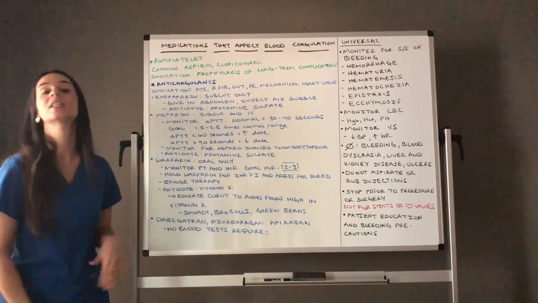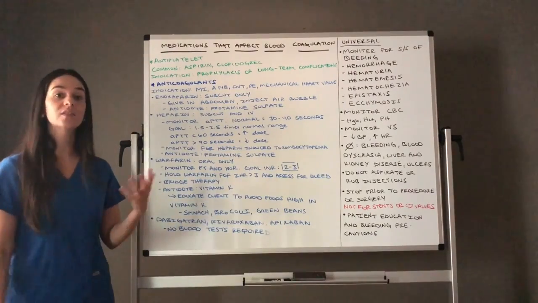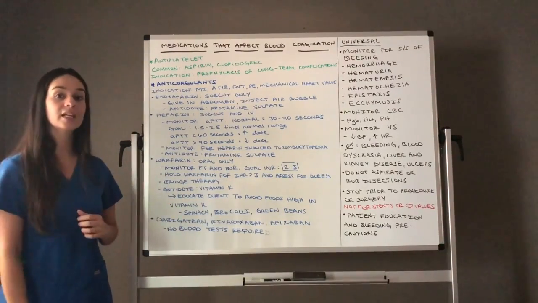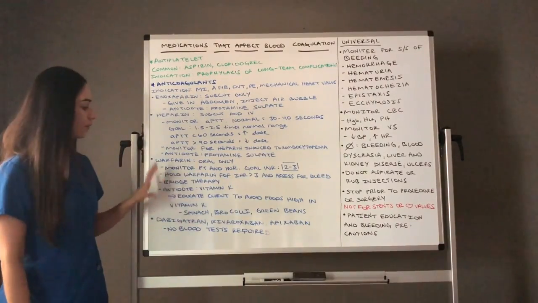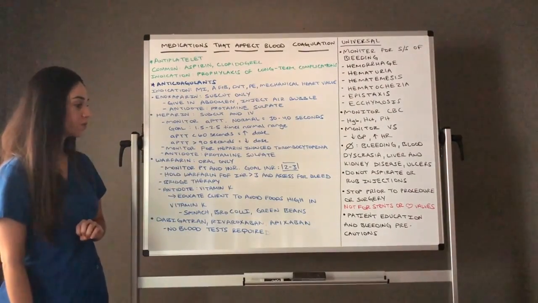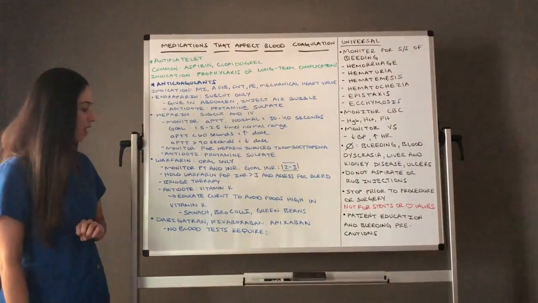So we always think about spinach with high vitamin K foods. Also think about broccoli, green beans, your legumes. All of these food groups are high in vitamin K.